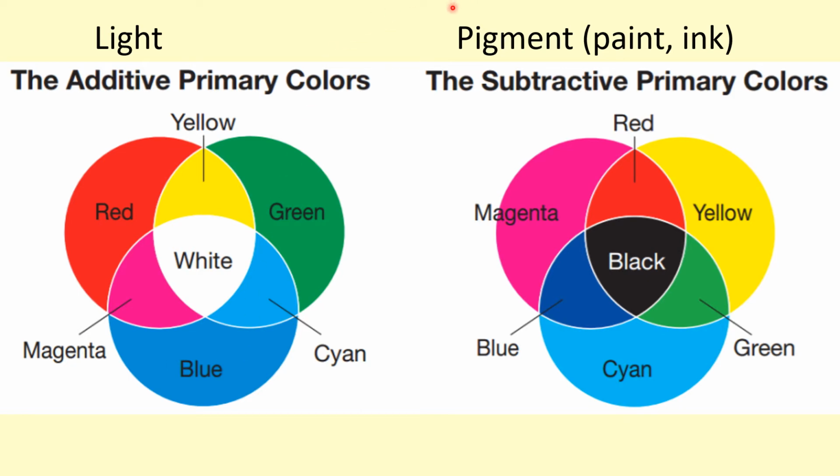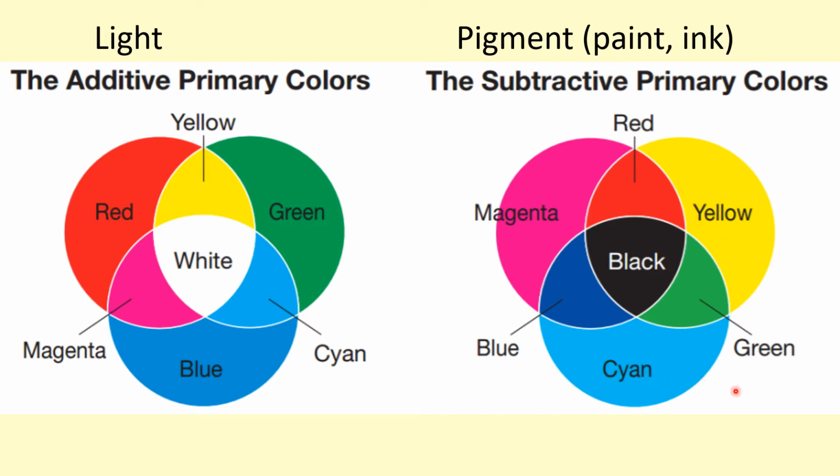But another type of primary colour is a pigment or paint primary colours, because this is what happens when you add them together, and this is what happens when you take them away. So these are called subtractive primary colours. And we've got almost the opposite. So magenta, yellow and cyan are the primary colours of pigment.